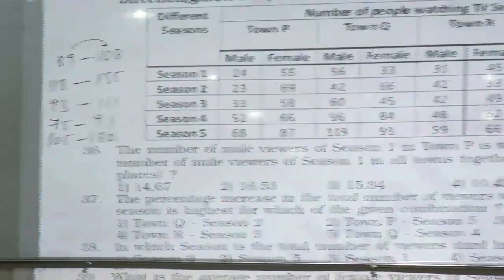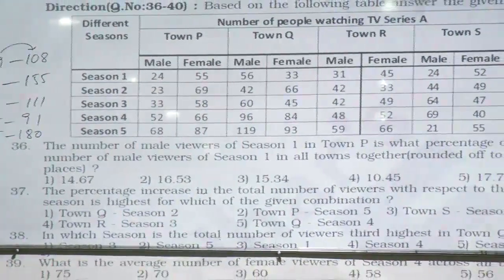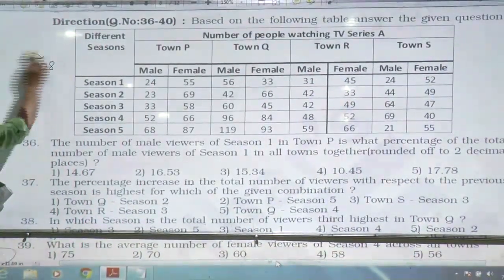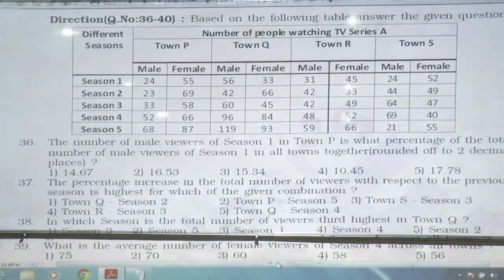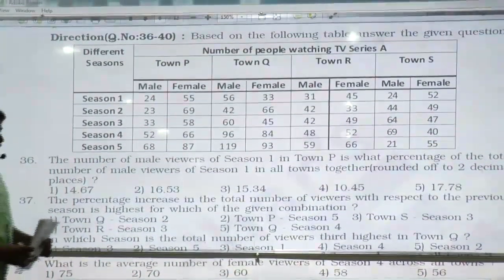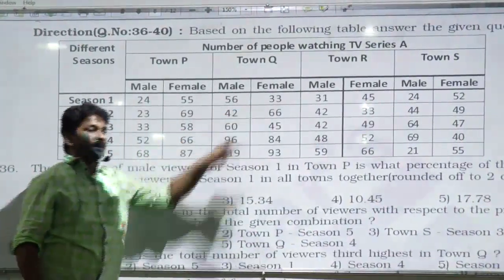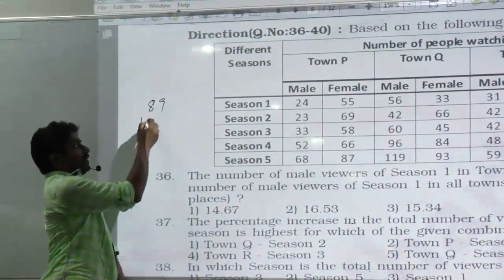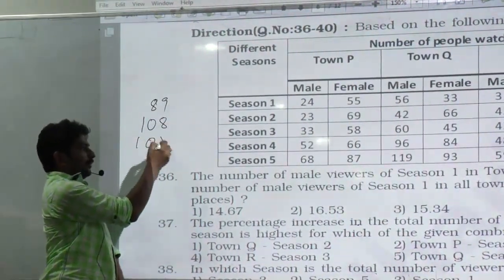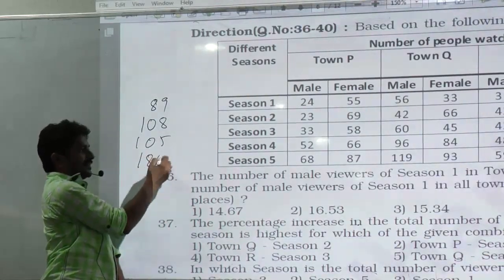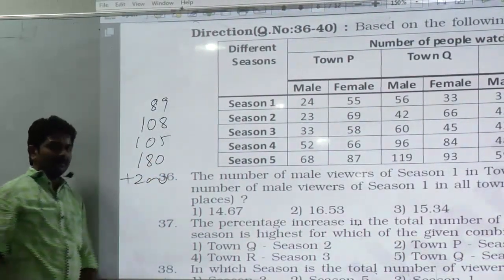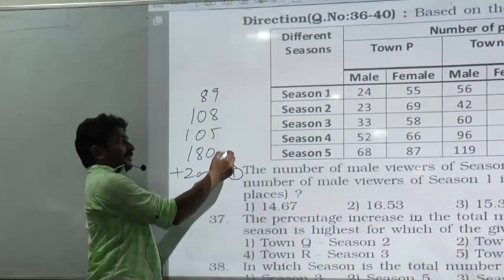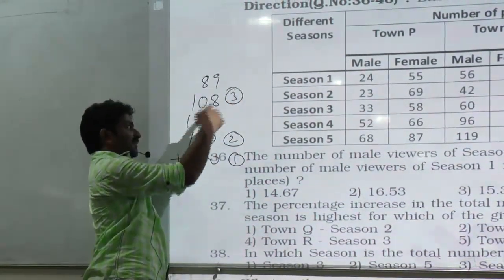Next, 38. In which season is the total number of viewers third highest in town Q? This is about town Q. They said viewers, it includes both male and female for town Q. Season 1, how many are there? 89. Season 2, 108. Next, 105. Next, 180. Next, more than 200. Don't need to add, because here asked about third highest. This is the highest, this is second highest, and this is third highest. Which one is this? Season 2.